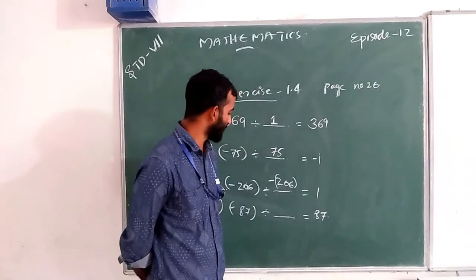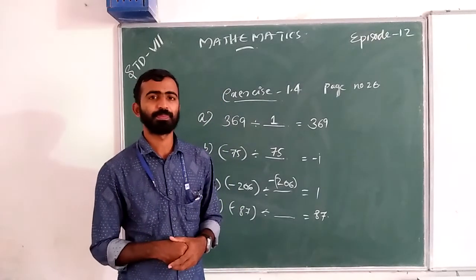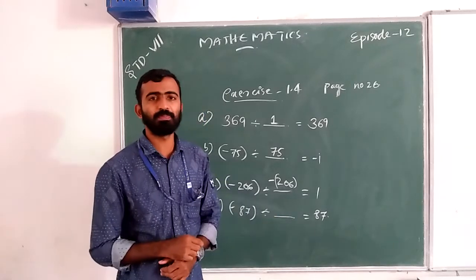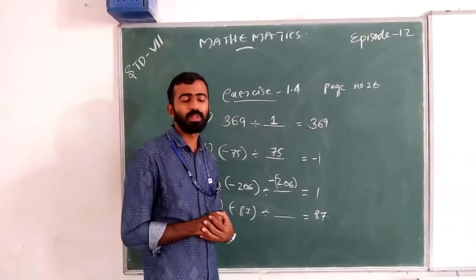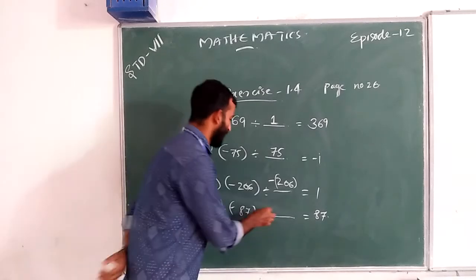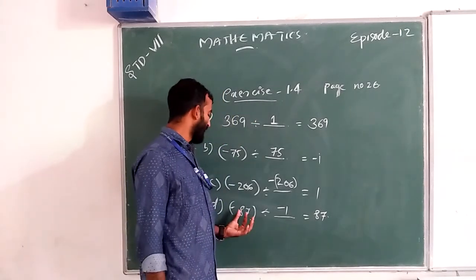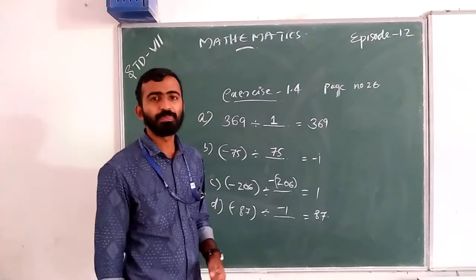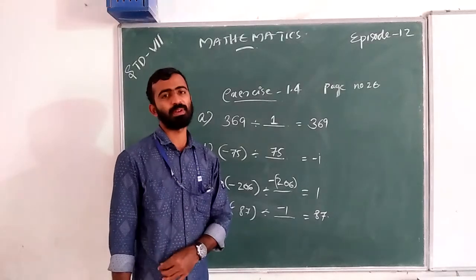What is the answer then? Anyone can say? Which integer comes here, what is the correct answer? Here it is negative 1. When we divide negative 87 by negative 1, we get 87.